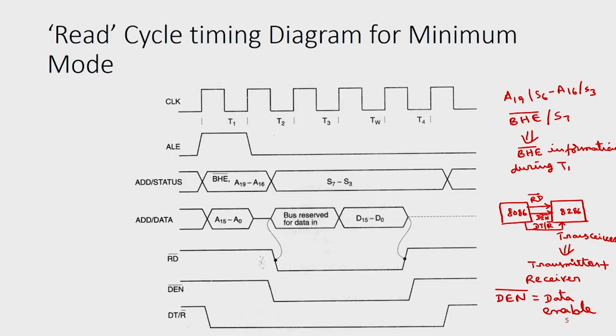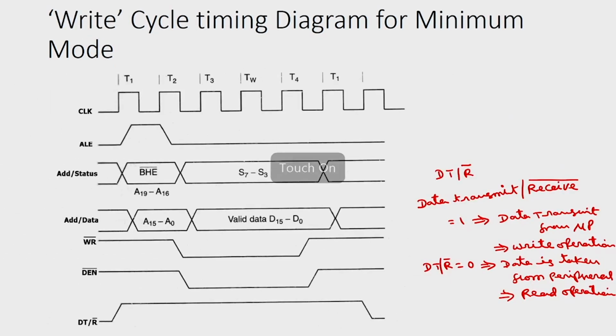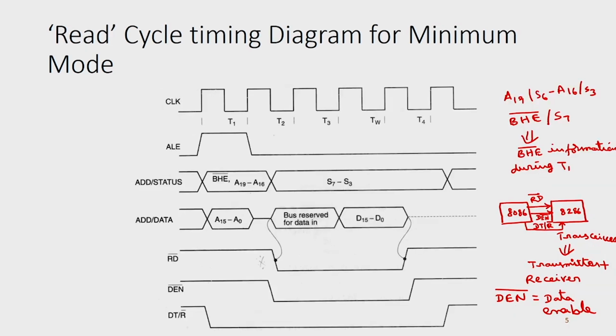Here read bar will be there, DT by R bar will be low. In case of write cycle, DT by R bar is high, this is the write bar signal, whereas DEN bar goes low a bit earlier than that of the read cycle. This is about the functions of DT by R bar, DEN bar, read bar, write bar. For read operation, read bar should be 0. For write operation, write bar will be 0. So this completes the functions of these 4 signals of the microprocessor. Then S7 and BHE bar.